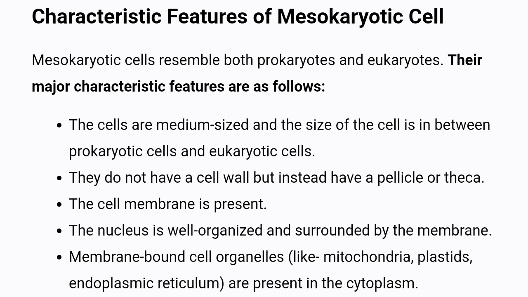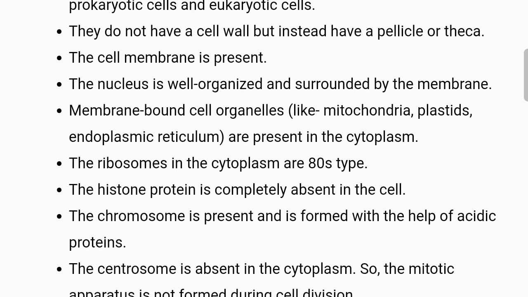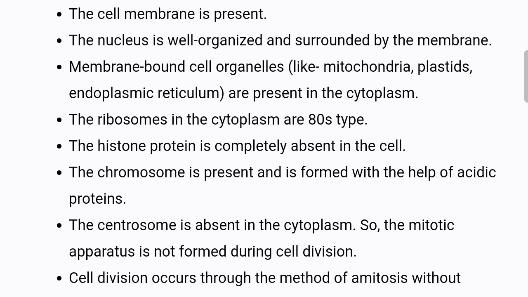The cells are medium-sized, and the size of the cell is in between prokaryotic cells and eukaryotic cells. They do not have a cell wall, but instead have a pellicle or theca. The cell membrane is present. The nucleus is well organized and surrounded by the membrane. Membrane-bound cell organelles such as mitochondria, plastids, and endoplasmic reticulum are present in the cytoplasm.